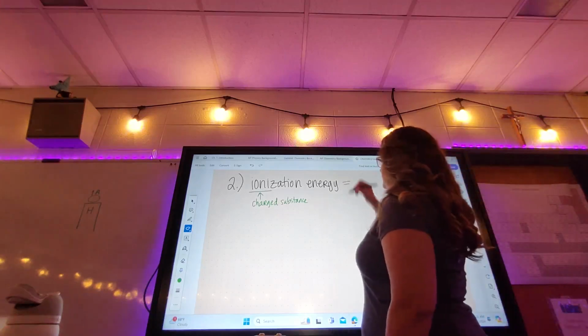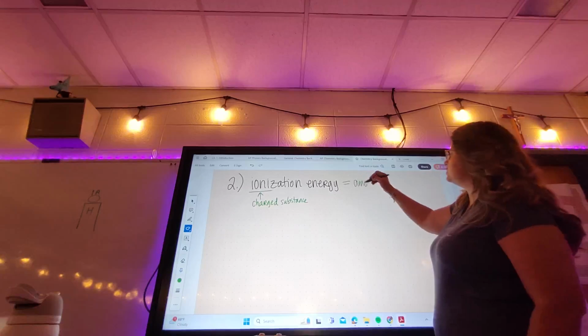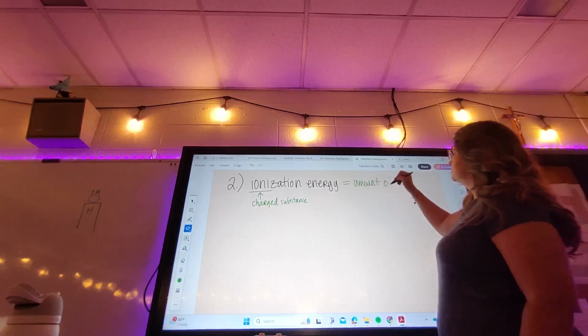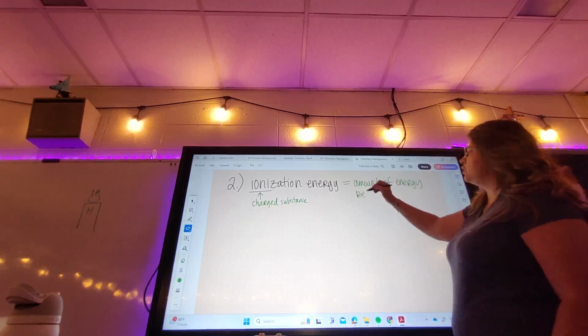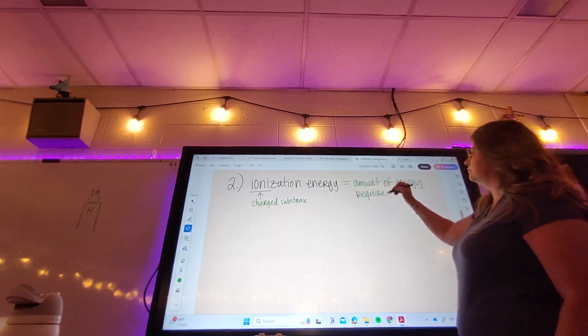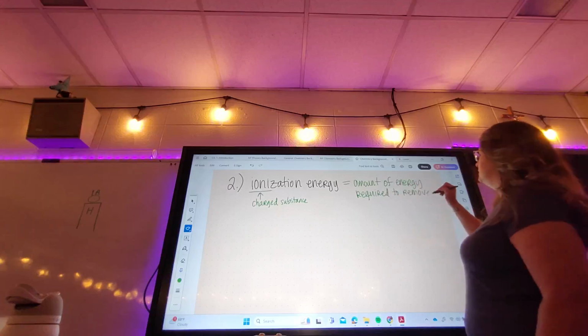So ionization energy is then the amount of energy required to remove one electron.